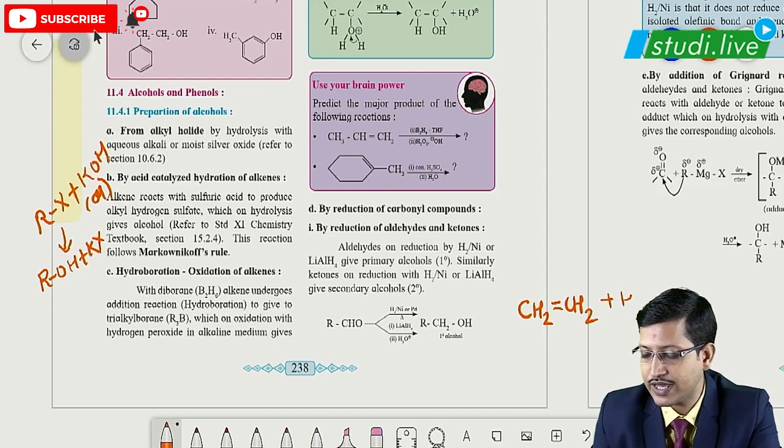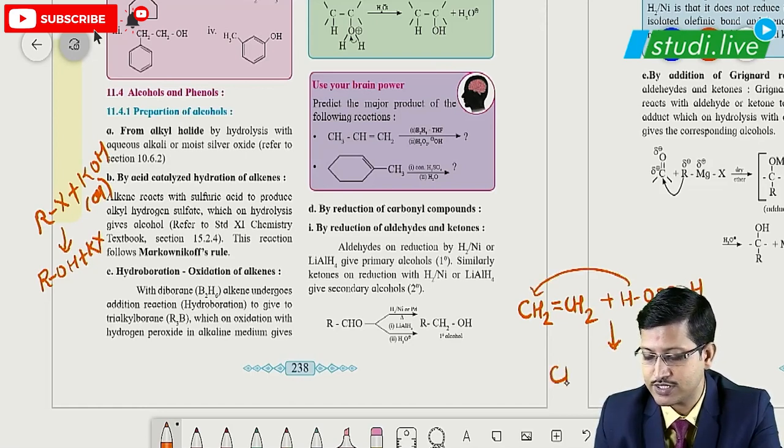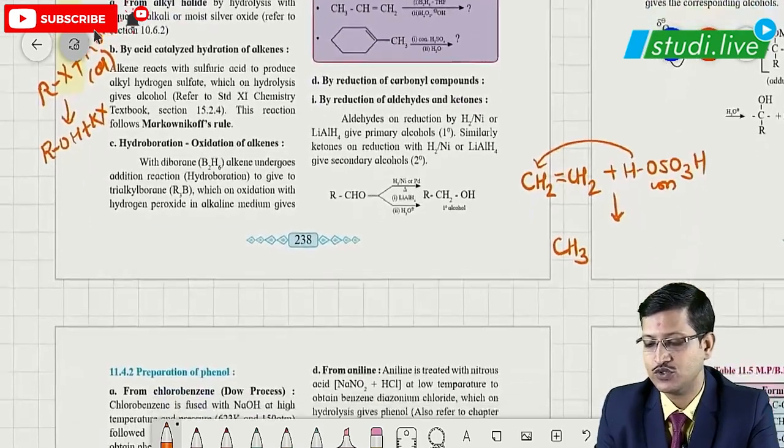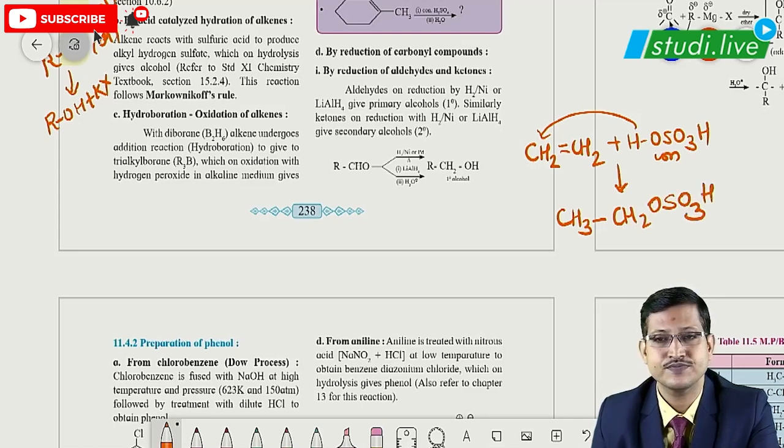will combine with HOSO3H, that is concentrated under cold condition, and this will give you, now here this one H gets added up here, so this is here CH3, the double bond breaks, and this will give you the formation of, this is here single bond, now this is CH2 and this is here OSO3H. So this is how the reaction takes place.